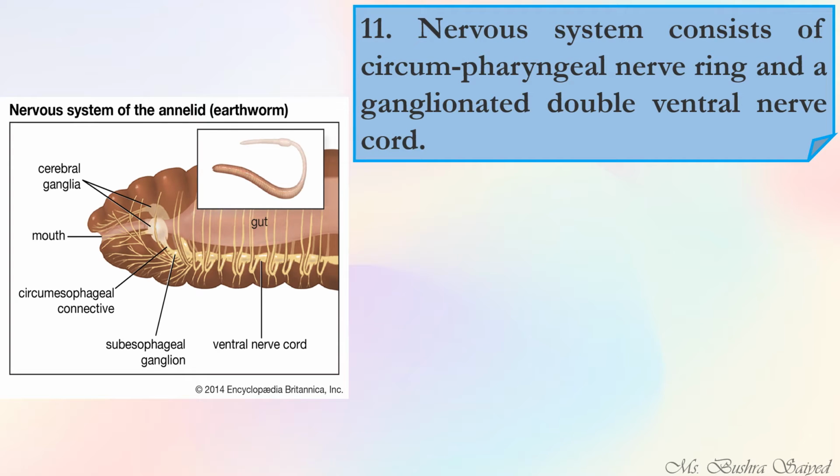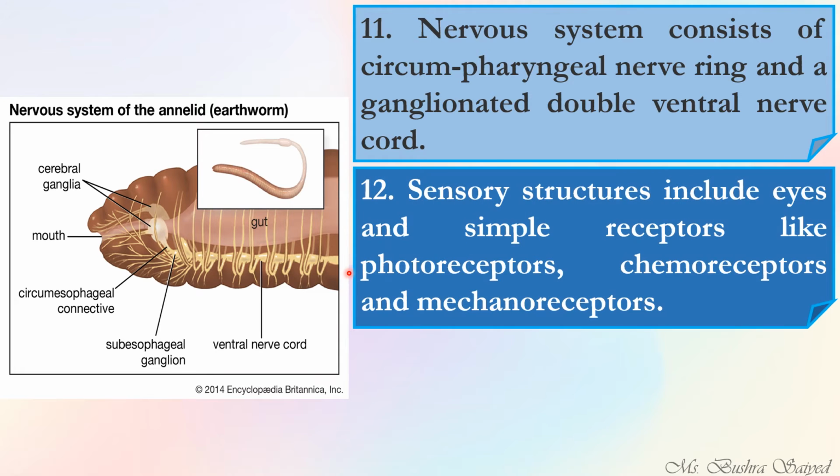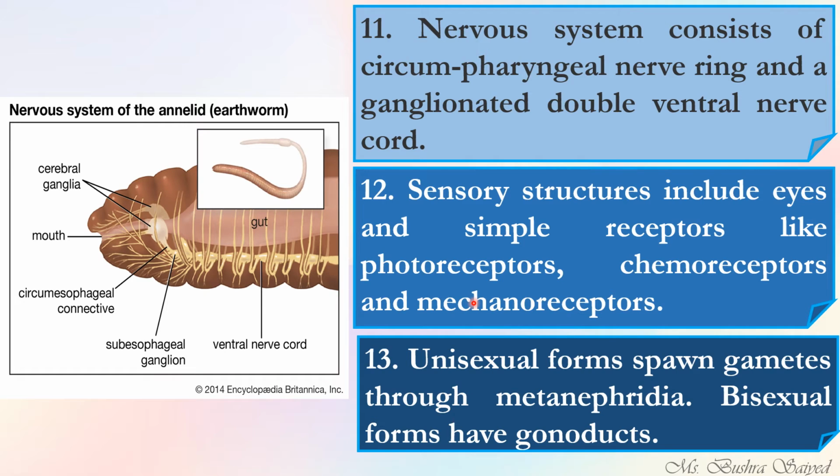Nervous system in annelids: they have a brain region which is known as the circumpharyngeal ring. Here it is, the circumpharyngeal ring, from which the ganglionated nerve cord arises, and from the nerve cord various ganglia arise which supply each and every part of the body. So a more pronounced nervous system is also present. Sensory structures are also located, such as eyes, receptors such as photoreceptors, the light receptors, chemoreceptors, chemical receptors, and the mechanical receptors. They are unisexual.